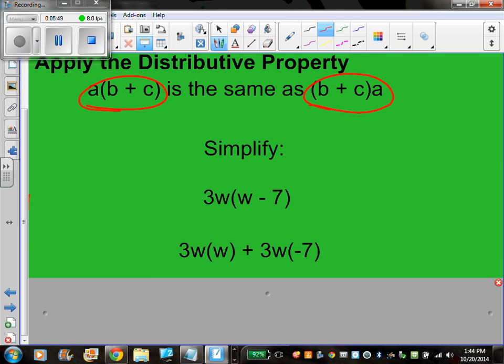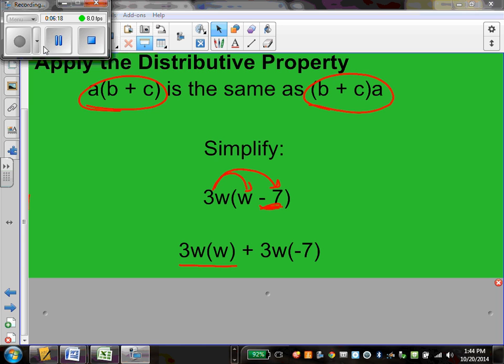So the first thing we're going to do is distribute the 3w to both of these parts. 3w times w, right there, plus 3w times negative 7. Now notice that in this case, we're sort of treating the negative 7 as one number, which is something you can do. So we end up with 3w times w and 3w times negative 7.